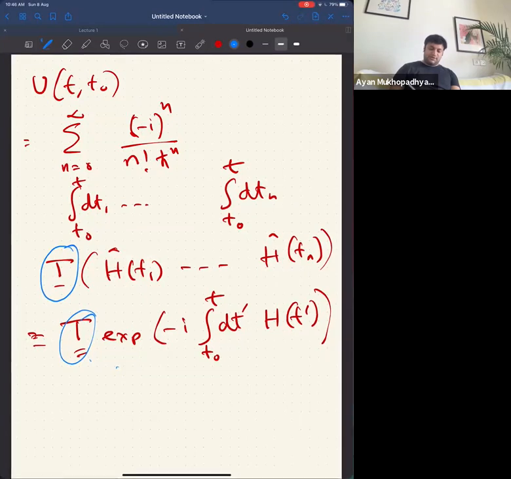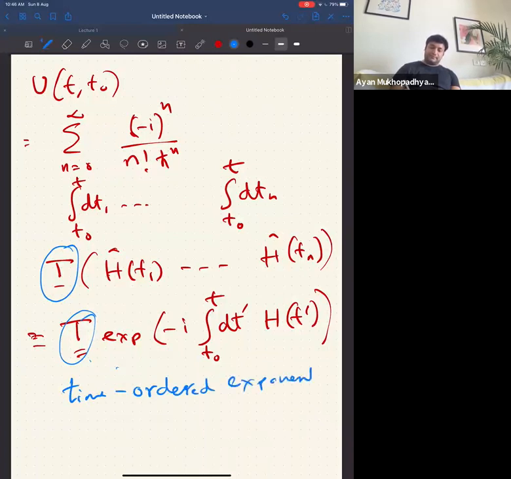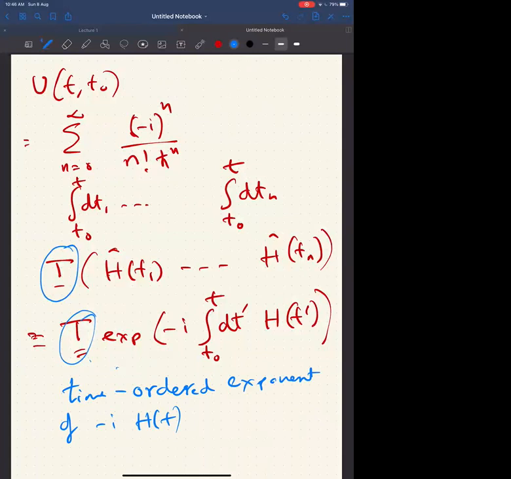So often it is called the time ordered exponent of minus i h(t). If you want to convert this into words, you will say something like time ordered exponent. If the Hamiltonian commutes with itself at different times, then the time ordering of course will not matter. Otherwise, of course, it does.